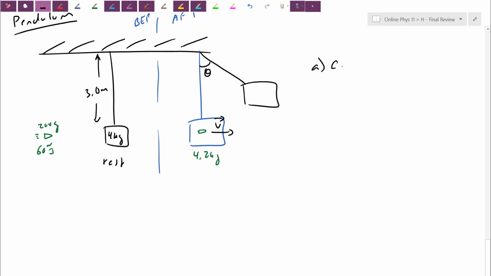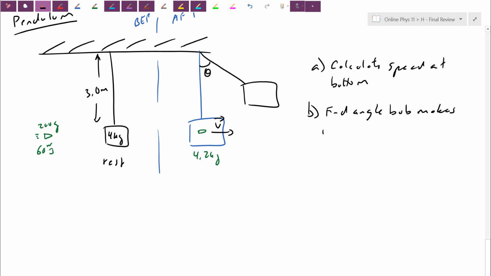Part A, calculate the speed at the bottom. So when the bullet inelastically intersects with the block, what's the speed going to be? B, find the angle the bob makes with the vertical. So from the straight up and down, how far in front of the vertical does it get? We can assume this is the maximum distance, so this one here is going to be at rest. All right. So again, I encourage you to pause the video, try it out for yourself.